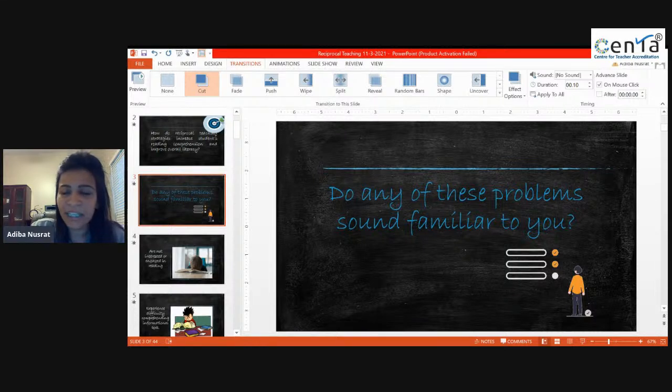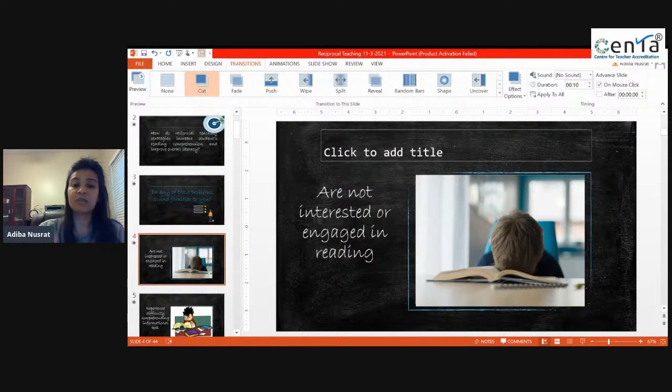Before we move on, I would like to know, do you have any of these problems that sound familiar to you? So first of all, I've just put in the very clear points, point to point, so that it becomes very clear to you. And I would just like to know your comments on that. Are your students, are your children, are your learners facing the same problems?